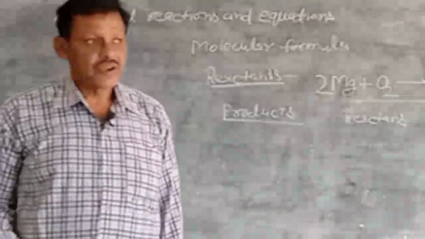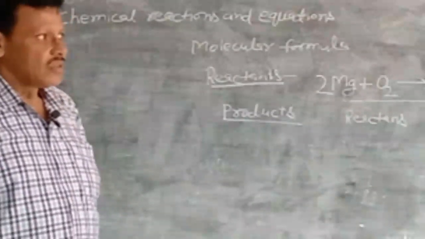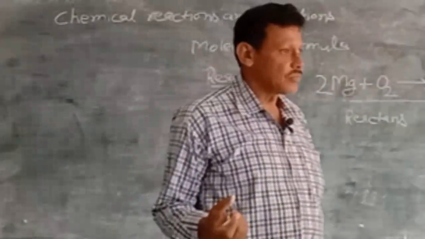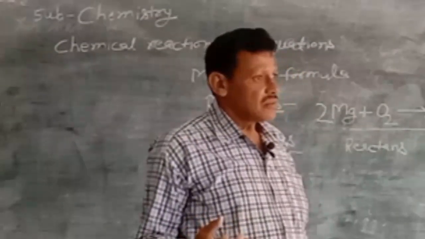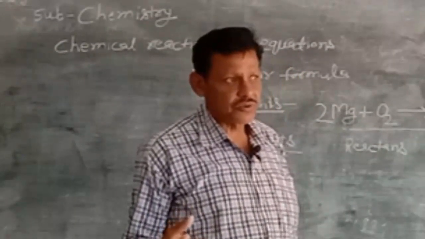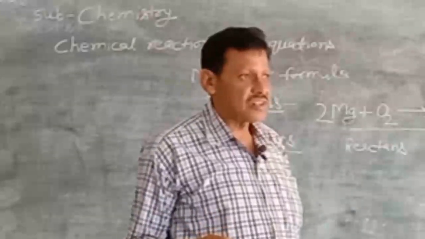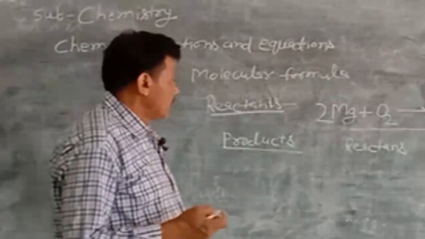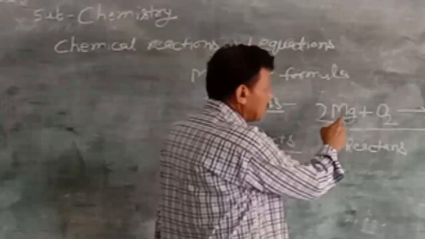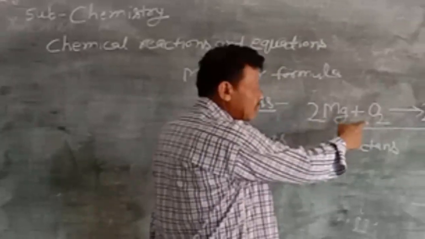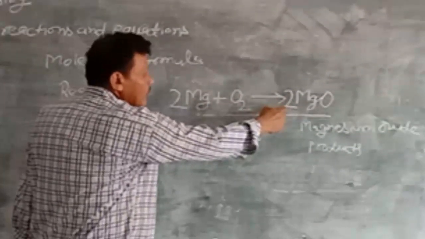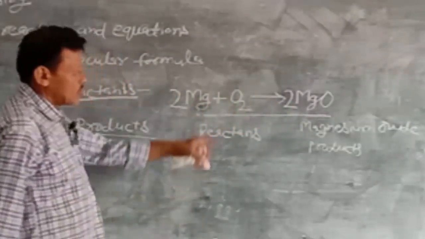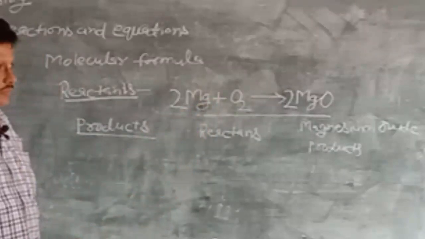We see various changes in our daily life. There are two types of changes: physical change and chemical change. In a physical change, there is no formation of a new substance, but in a chemical change, a new substance is formed. Here magnesium is a metal, oxygen is a non-metal, and 2 MgO is a compound. It is quite different from magnesium and oxygen. So magnesium oxide is called a compound.